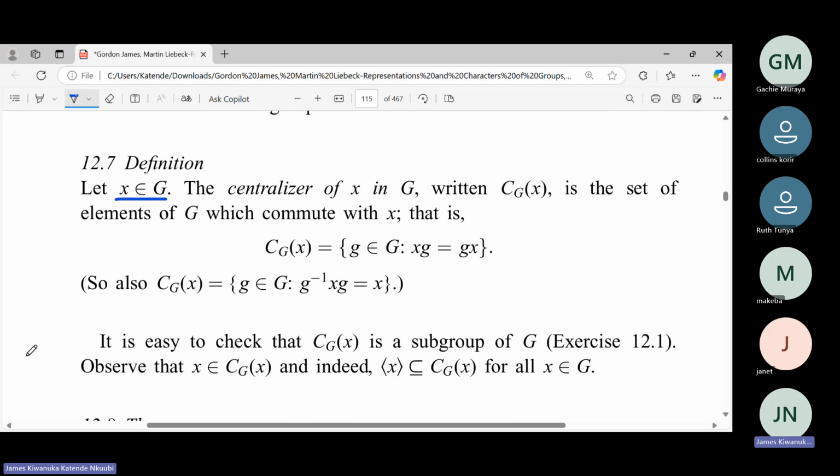So this one says let X be an element of G. Then the centralizer of X in G, which is denoted by this, is simply all the elements in G that commute with X. So here X is fixed, but we find all the elements in G that commute with X, and we call that the centralizer of the element X.